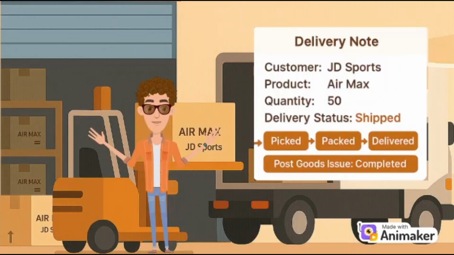For example, JD Sports' order of 50 Air Max shoes is now officially en route. PGI ensures transparency and prevents inventory mismatches. From this point, customers can track their shipments in real time, closing the logistics loop in the ERP process. This step reinforces trust and ensures the customer experience remains smooth and predictable. Additionally, all shipping information and delivery proofs are stored digitally, making future audits and customer service inquiries seamless.